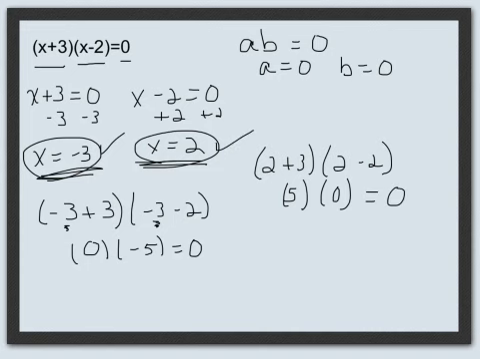So we applied our zero property, setting each factor equal to 0, and solved for x. Then we checked our answers. Our answers are negative 3 and a positive 2.